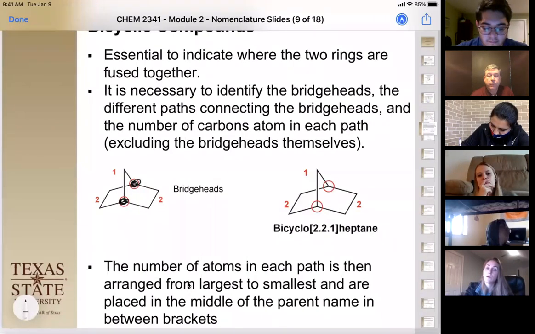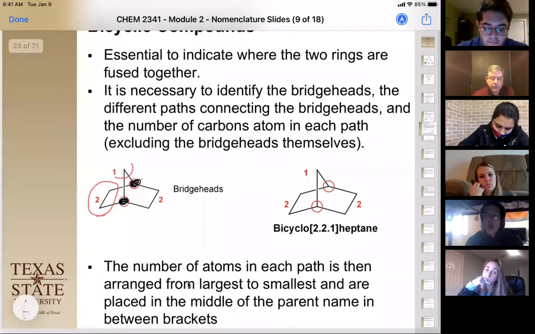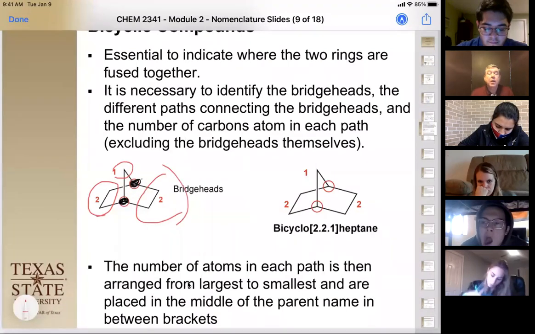So when we think about that, these carbons right here are basically where the 2 rings are fused together. And these carbons here are what we call bridgeheads. Those are the ones that are linking those different sections. Notice that all 3 bridgeheads attach to the same 2 carbons, okay? So what you're looking for is a tertiary or quaternary carbon to have everything linked to.